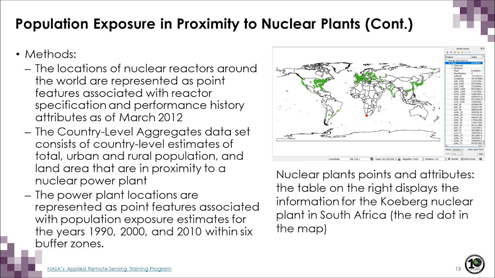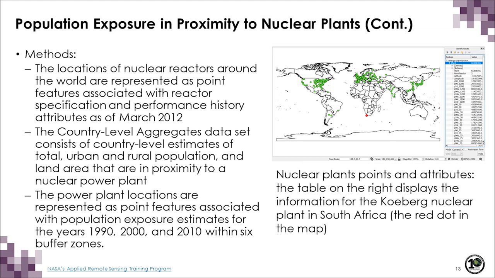Now, in terms of methods, the locations of nuclear reactors around the world are represented as point features associated with reactor specification and performance history attributes as of March 2012. The country-level aggregate data set consists of country-level estimates of total urban and rural population and land area that are in proximity to a nuclear power plant. The power plant locations are represented as point features associated with population exposure estimates for the years 1990, 2000, and 2010 within six buffer zones.